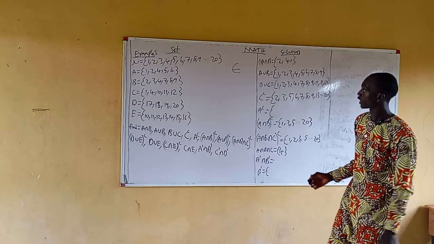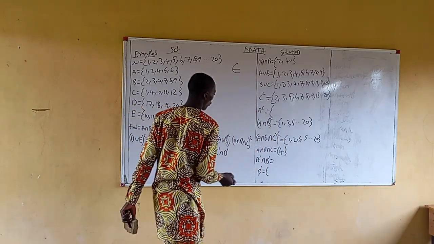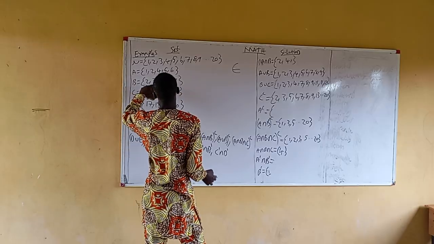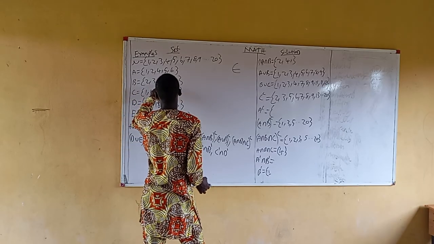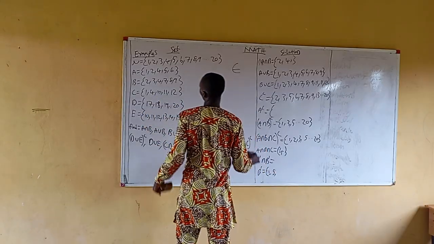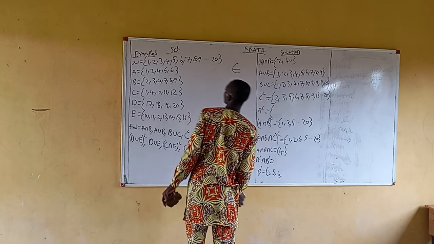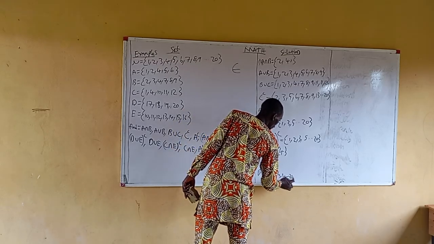B complement. Look at the elements that are not in our set B. We have 1, 2, 3, 4, 5, 6, 10 to 20.